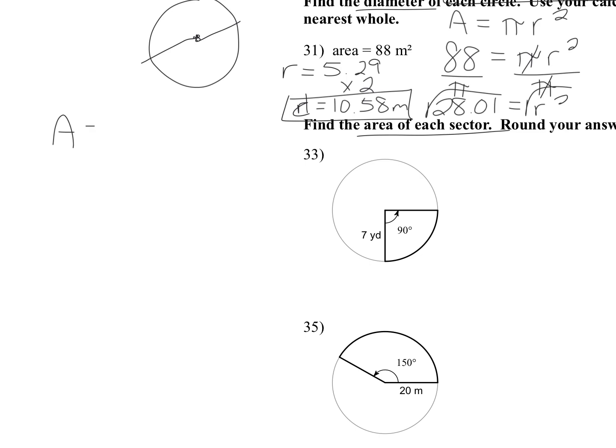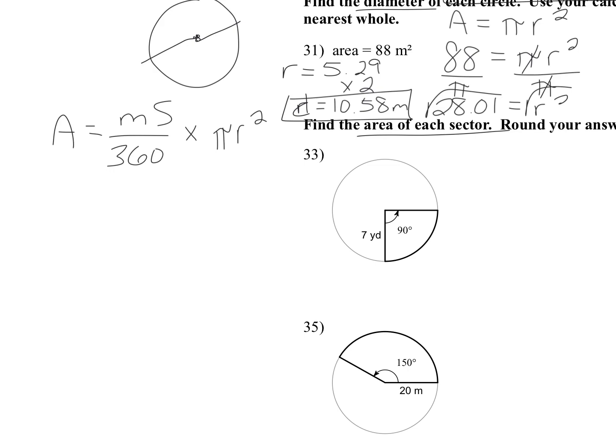So the area equals the measure of the sector divided by 360. Yep. Not 180. So that's the ratio of the sector compared to the whole thing. What are we multiplying it by? Pi r squared. We're multiplying it by the whole area of the circle, because we're trying to find the portion of the area of that specific sector. So it's the ratio times the whole area.